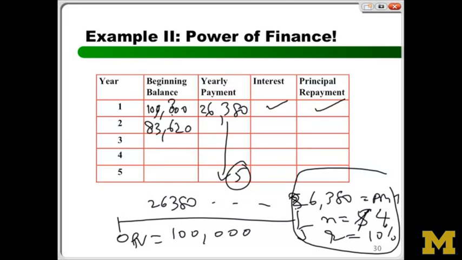So what have I done? Instead of sticking with time 0, I have time traveled to period 1. If I'm at period 1, I've already paid this up. How many more left? 4 left. So n is 4 and interest rate is 10%. And how many am I paying? 26,380. So 83,620 is very easy to do if you recognize that.